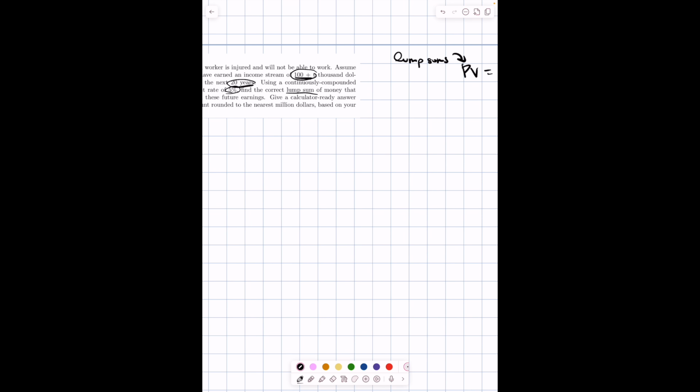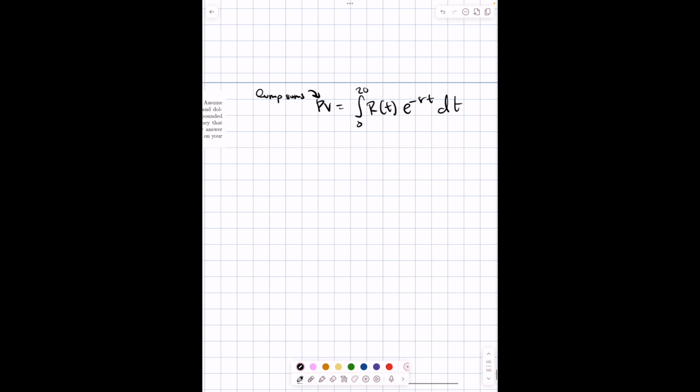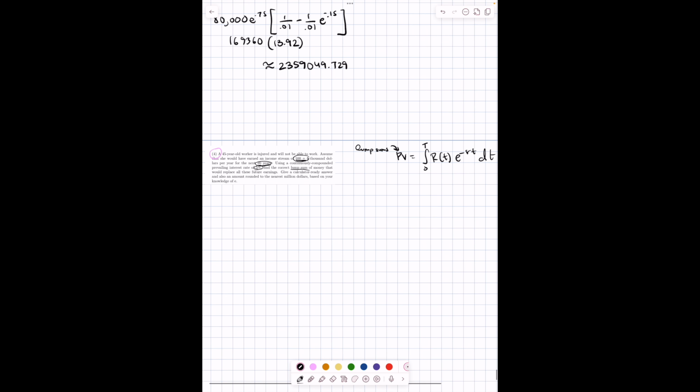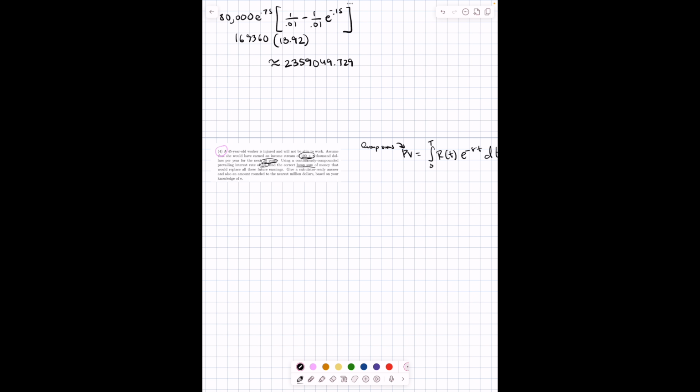So basically, I looked it up and lump sum just refers to present value. So we use the present value formula, which I wrote right here. We have the income stream, which is 100 plus t, and then we also have the prevailing interest rate, which is 0.05. So this is the information that we need.